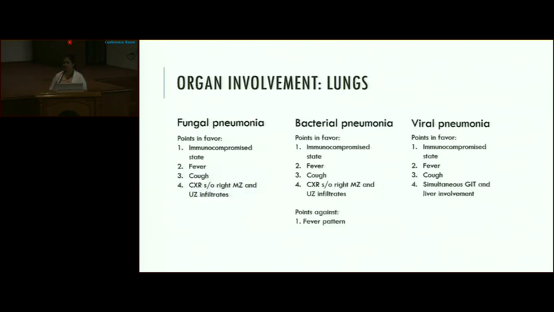Now, with a patient who has an absolute neutrophil count of 0, we can have all three of these etiologies, fungal, bacterial, or viral. The points which favor a viral etiology are, as already mentioned, a simultaneous GI and liver involvement. And one point against bacterial pneumonia is that she was afebrile on the last day of her illness, in spite of worsening organ failures, and antibiotics did not help her in improving any organ dysfunction.